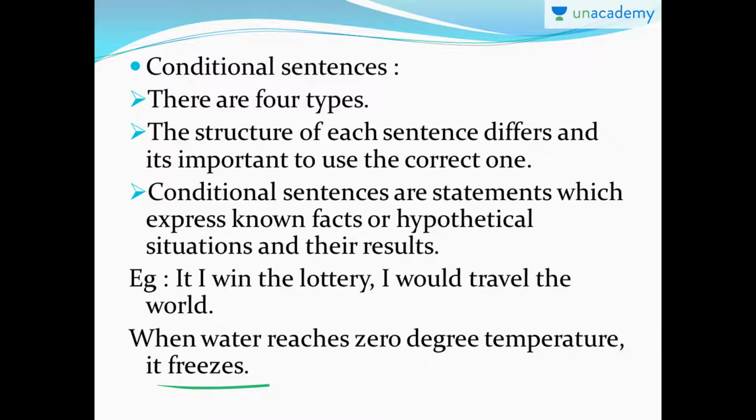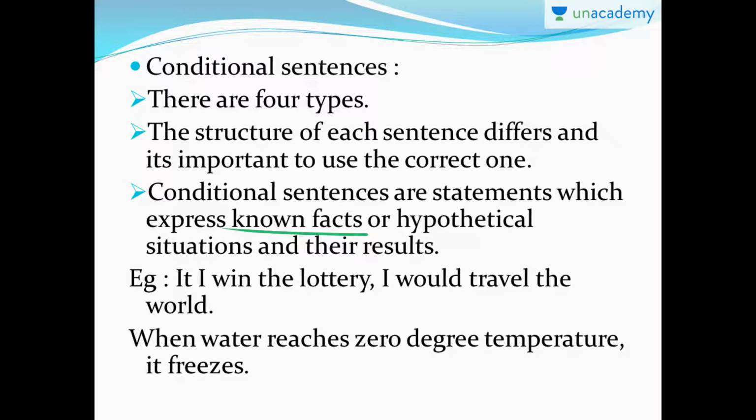Okay, so here only when the water reaches 0 degree temperature it will freeze, because for the water to freeze, the first condition should be fulfilled, that is it should reach 0 degree temperature. Okay, so this is what the conditional sentences do. So in this condition, it is a general truth. The first one, it is expressing a known fact. We know that the water freezes when it reaches 0 degree temperature. We know that the water starts to boil when it reaches 100 degree temperature.